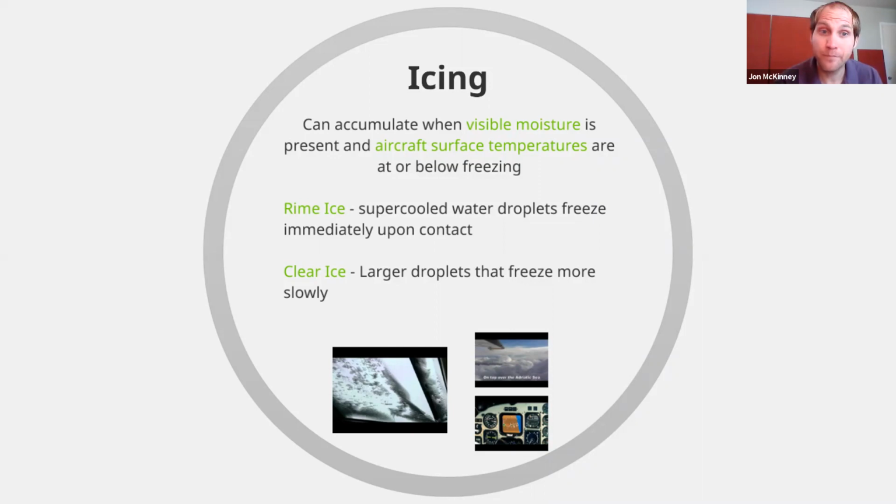In this slide, they're telling us about two different types of structural icing. They're telling us about rime ice, R-I-M-E. Supercooled water droplets freeze immediately upon impact. They're telling us about clear ice, larger droplets that freeze more slowly. Rime ice is way more common. Clear ice is not as common, but clear ice is more severe.